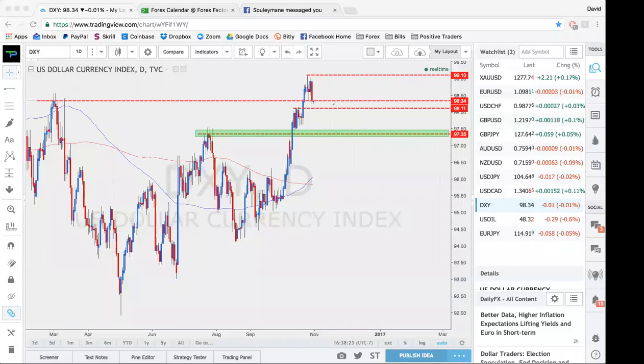I still think that the buyers are still going to be very present. We have this level right here and this level to break. But if we come down and break that, then we're going to start selling the dollar. All right, but right now I'm bullish on it as long as we're still making higher highs and higher lows.